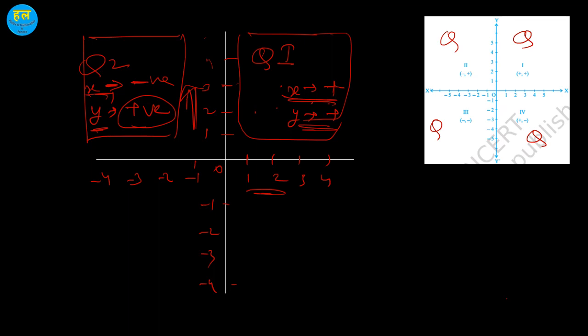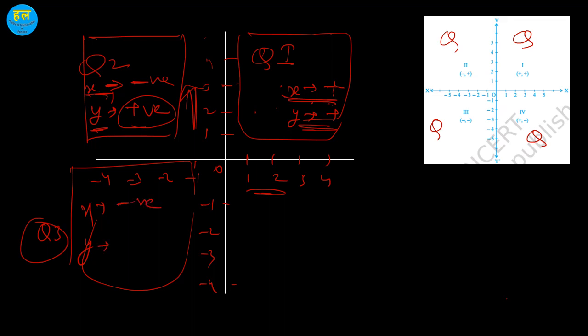Okay, quadrant 3. On this quadrant, since it is on the left side of the origin, all the x coordinates will be negative, and it is below the origin, so all the y coordinates will also be negative. So any point on the third quadrant will have negative x and y coordinates.